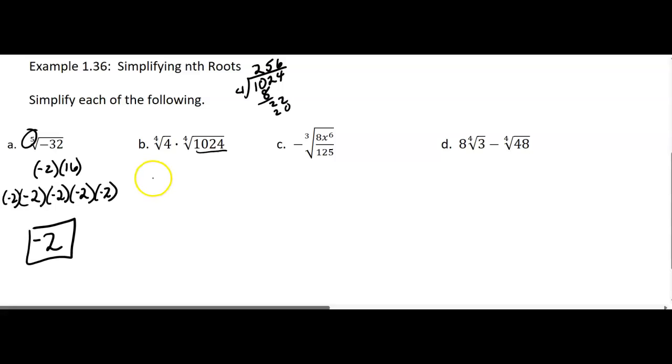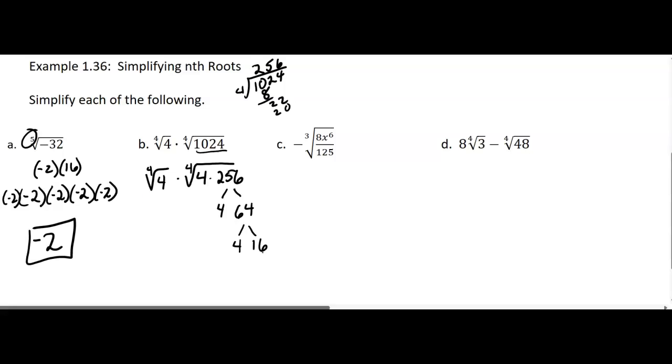256, right? So I get the fourth root of 4 times 4 times 2, fourth root of 256. Okay, but I bet you 4 goes into 256. How many times? 64. And 4 goes into 64 16 times. Okay, well, that's nice.